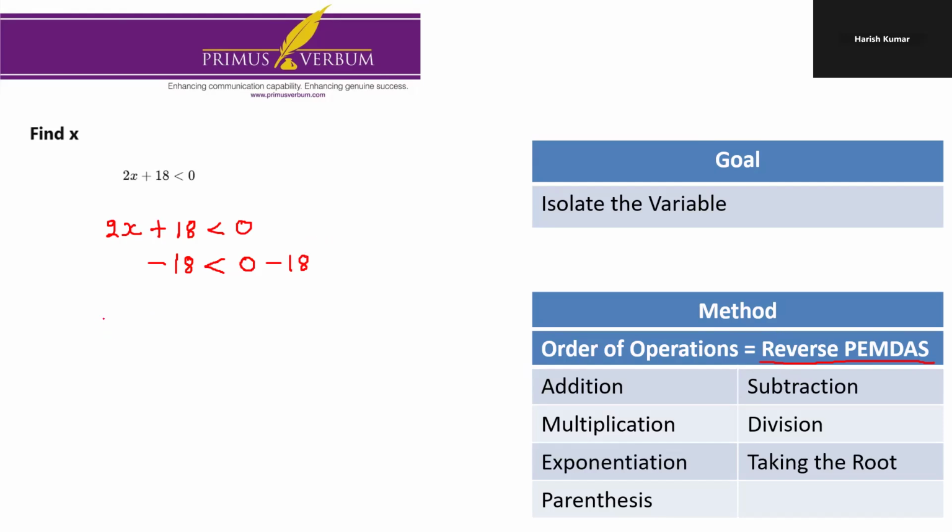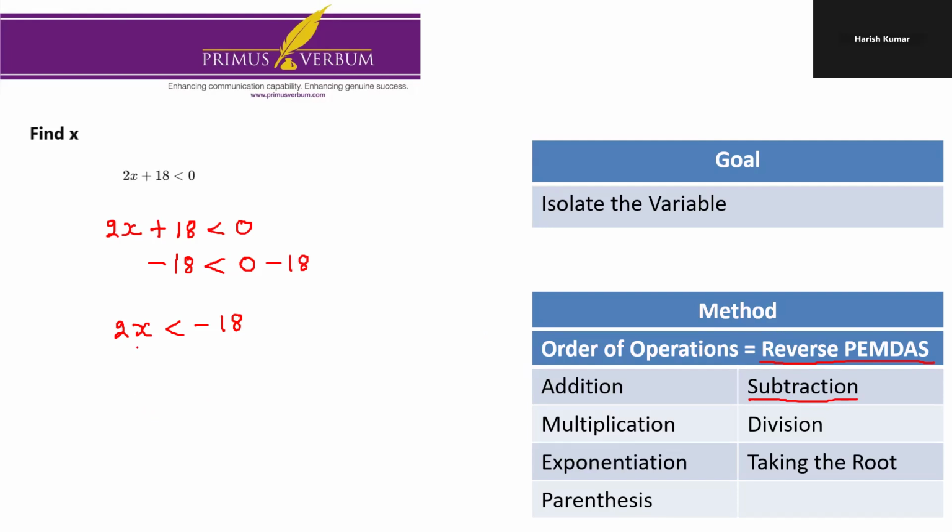Okay. Now, what is the result of subtracting 18 from both sides? We get 2x is less than minus 18. Okay. So we have performed the subtraction operation. There was a scope for that, and we used the subtraction operation first to isolate 2x to one side of the inequality, and on the other side, you have minus 18. Now, is there anything else that we can do further?